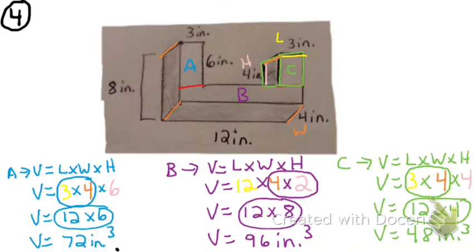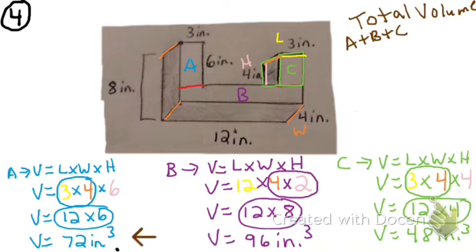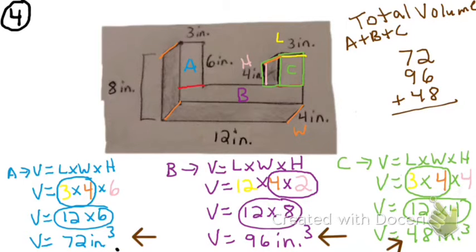So I now have my volumes for rectangular prism A, B, and C. Let's add them together to find the total. A is 72 inches cubed, so I'll write down 72. B was 96 inches cubed, so I'll write down 96. C was 48 inches cubed, so I'll write down 48. And I'm going to add them together.